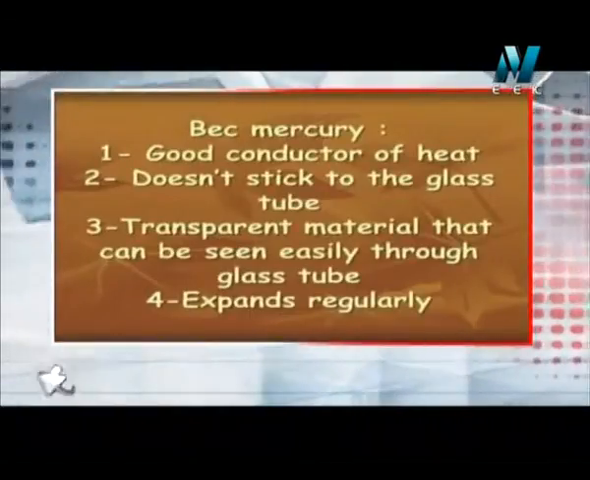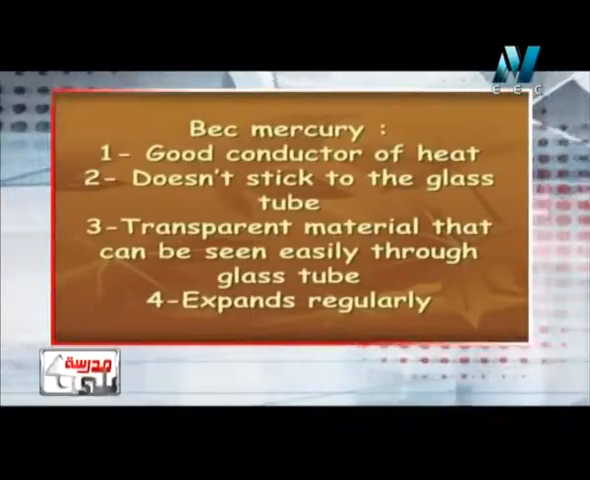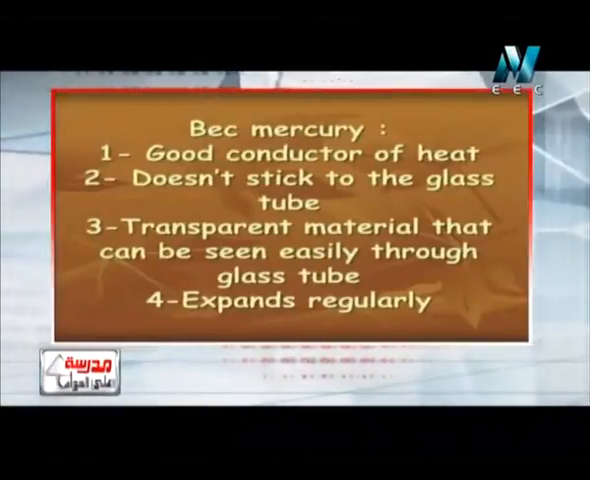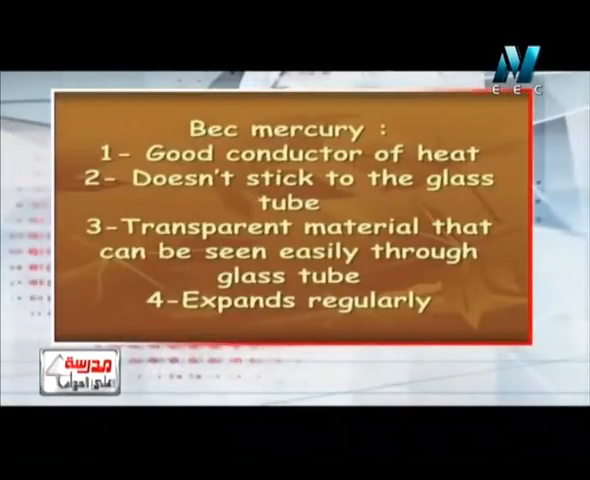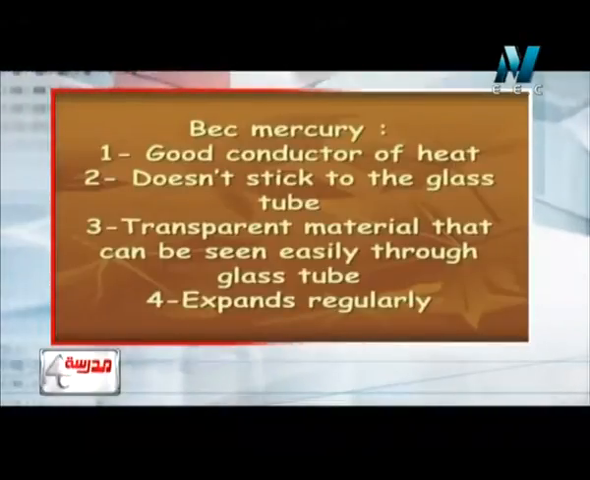Okay, so the question says that mercury is used in manufacturing thermometers because of what? We have four answers: because mercury is a good conductor of heat, because mercury doesn't stick to the glass tube, because mercury is a transparent material that can be seen easily through the glass tube, and because mercury expands regularly.